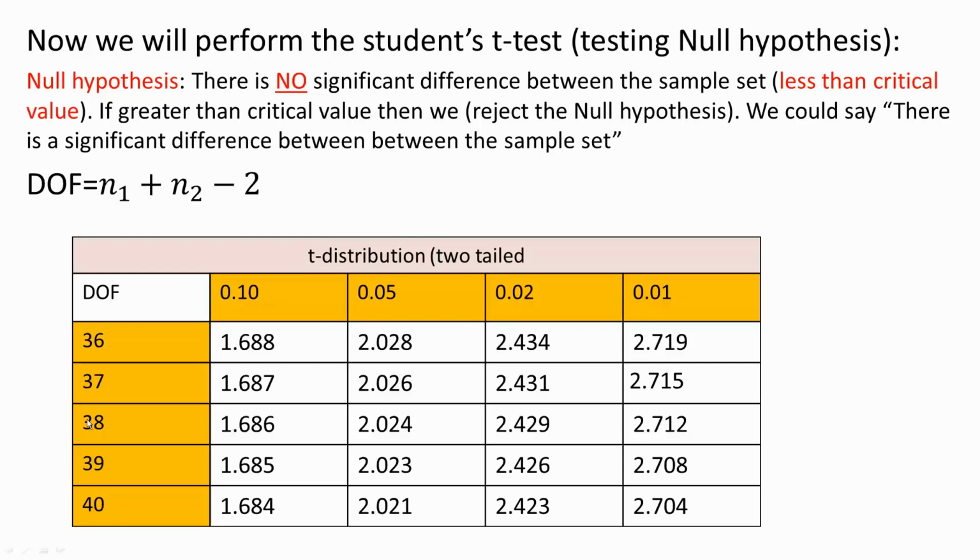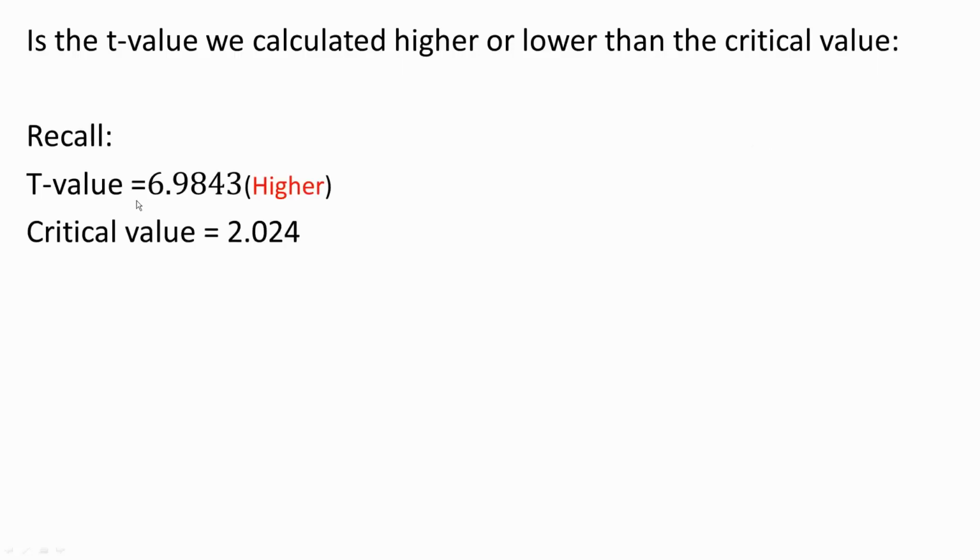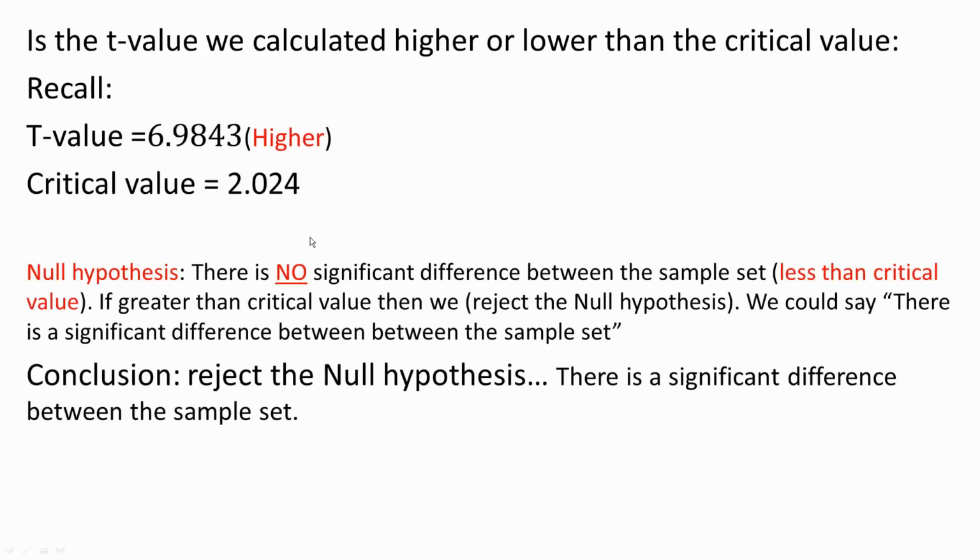So we check 38 and 0.05. What number does that match to? It matches to 2.024. Now, is the t-value we calculated earlier higher or lower than the critical value? The t-value that we calculated earlier was 6.9843, which is higher than the critical value of 2.024.